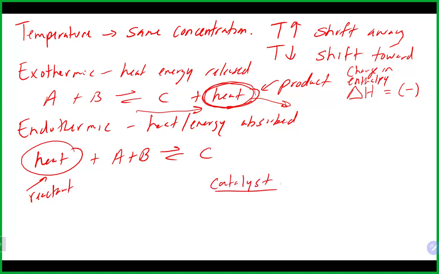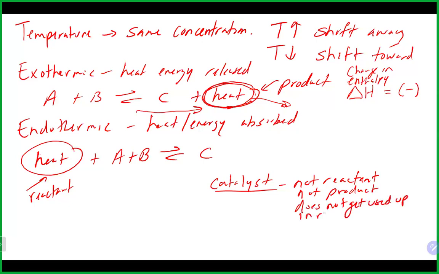And a catalyst is, again, not a reactant. It is not a product. And it does not get used up in the reaction. It's like that stuff you dumped in when you did that gas experiment, like the MnO2. That was the catalyst there. And basically a catalyst will speed up a chemical reaction. Usually.